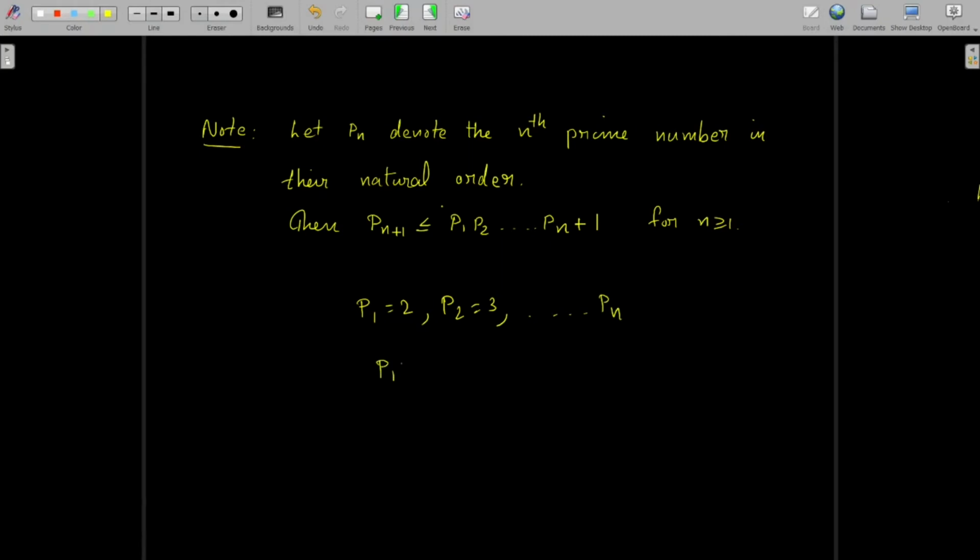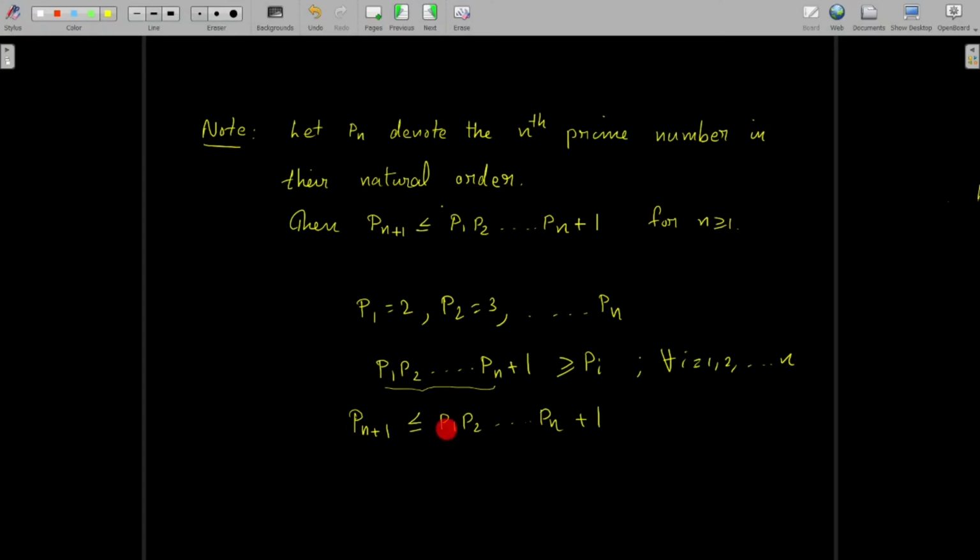Now consider the integer P1 times P2 times etc. times Pn plus 1. Actually, this integer is greater than or equal to Pi for all i equal to 1, 2, etc., n, since this integer is the product of all these primes P1, P2, etc., Pn, and we add 1 to that product. So clearly this integer is greater than or equal to each of the primes Pi. So the n plus 1th prime, that is Pn+1, is less than or equal to P1 times P2 times etc. times Pn plus 1.